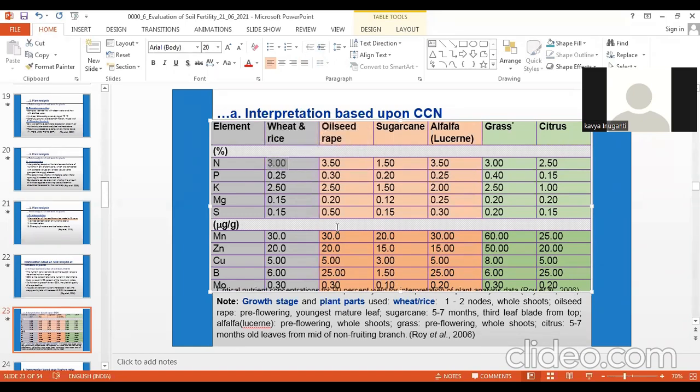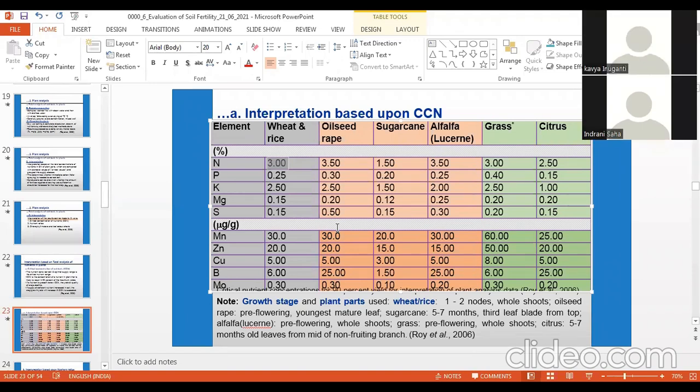And your concentration was 2.5. That means the concentration of nitrogen in wheat at 1 to 2 node stage in whole shoots is below, or much below, the critical level. That means the wheat or rice plant requires application of nitrogen. But it will not tell how much fertilizer or nutrient should be applied to overcome this critical level, to reach the optimum level of nitrogen.